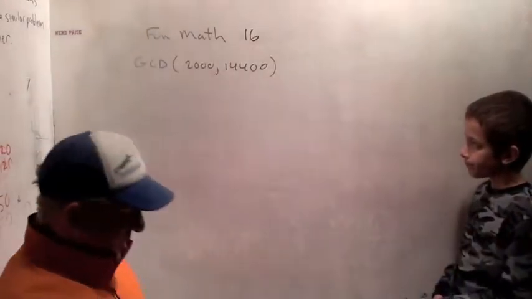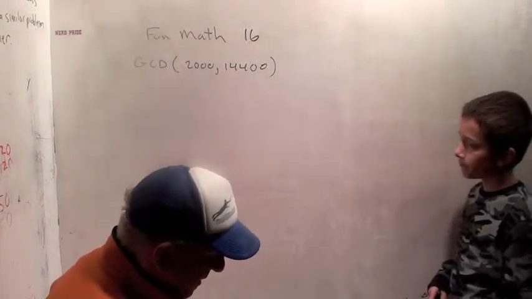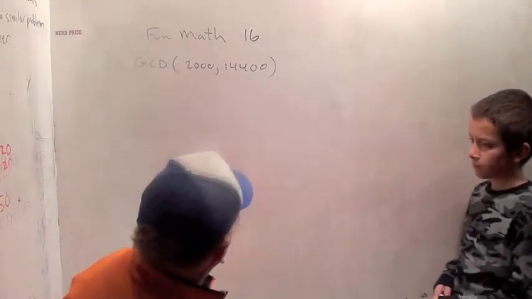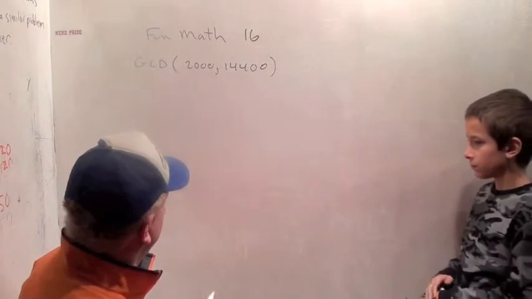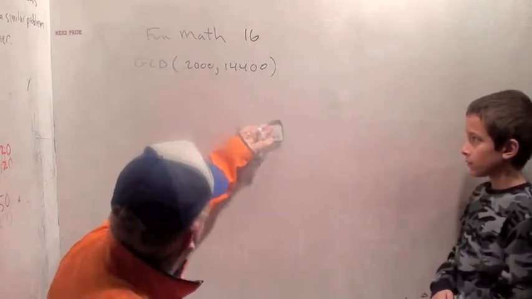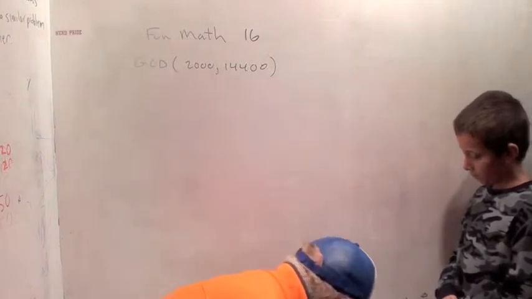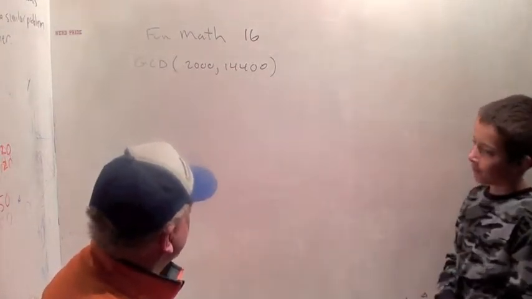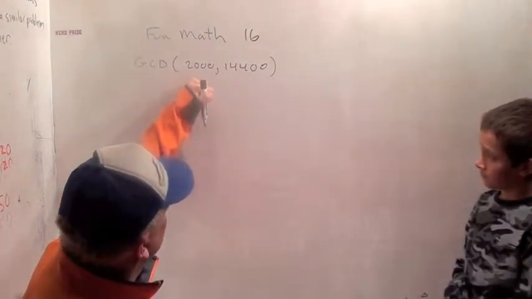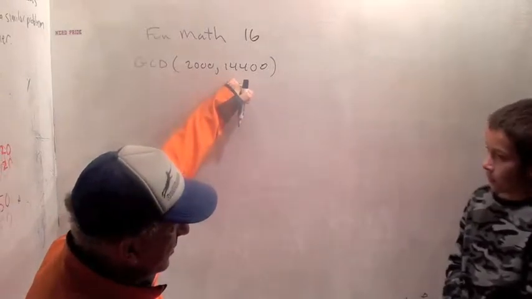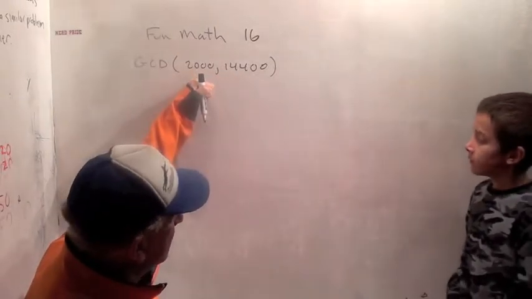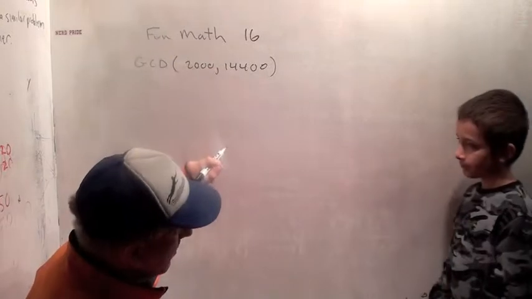Today we're going to continue and look at greatest common divisor and the Euclidean algorithm. Moving forward from yesterday, we learned about what's called the extended Euclidean algorithm, where instead of just subtracting 2,000 from 14,400, we subtract as many 2,000s as we can, all in one step.